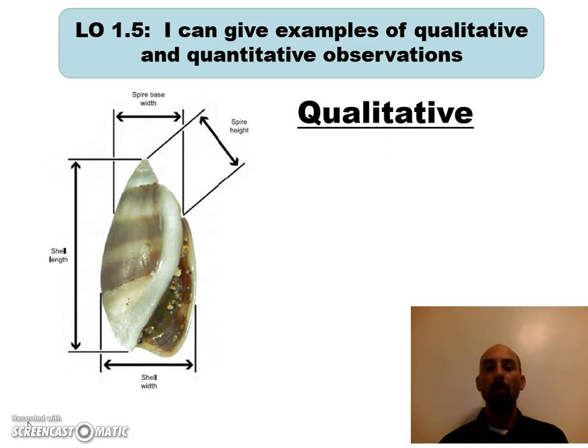If you were taking down qualitative observations, you might observe the shininess, or the smoothness, or the shape, or the colors on the shell.